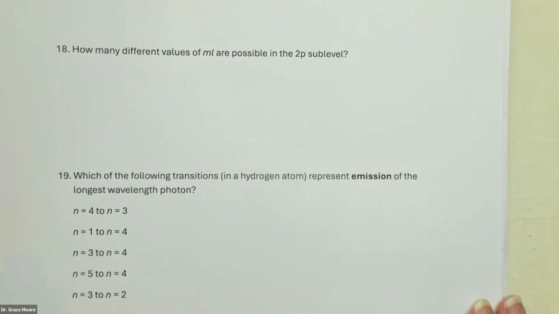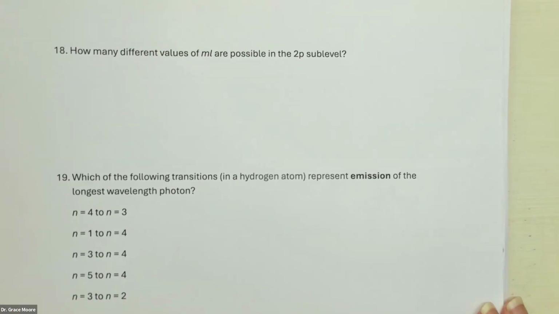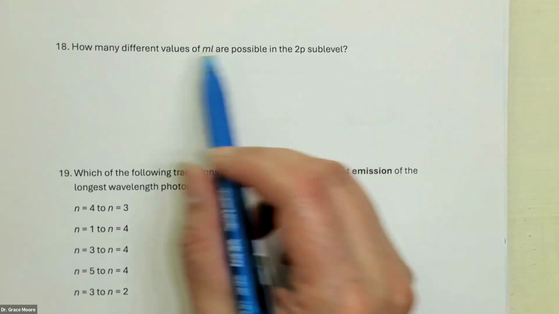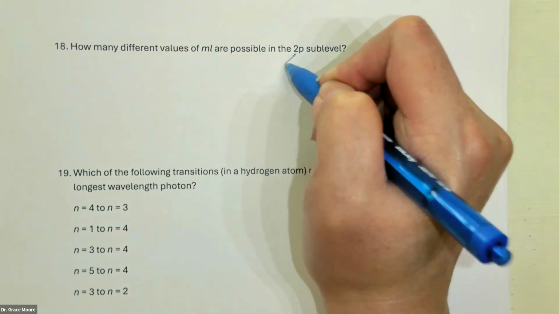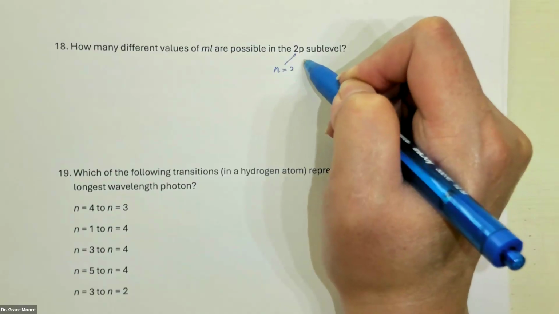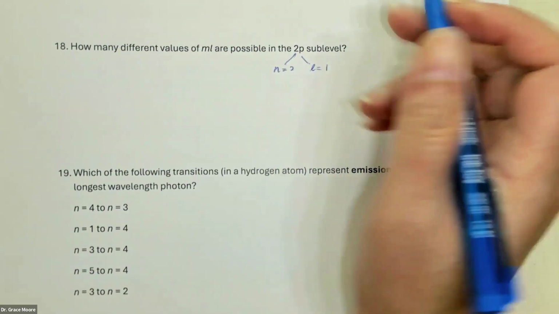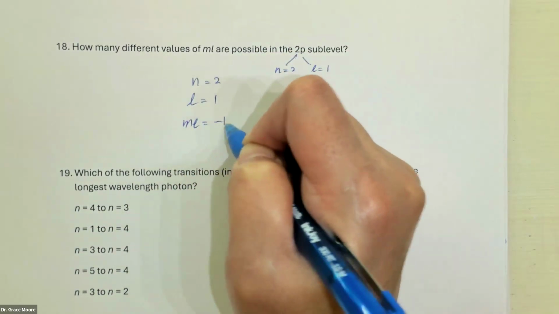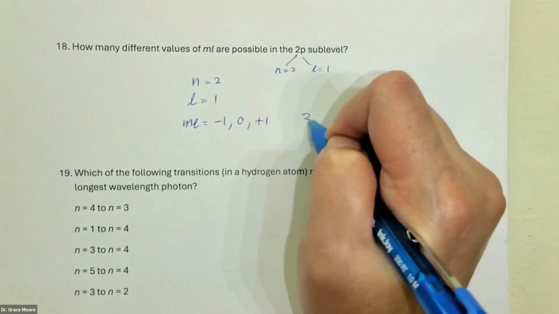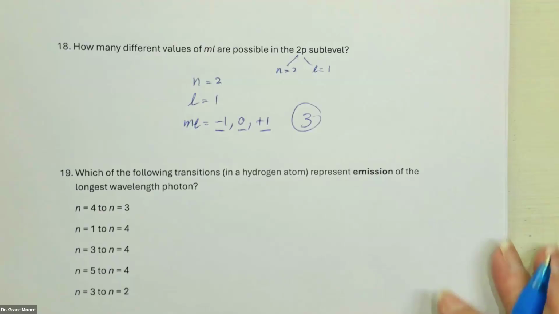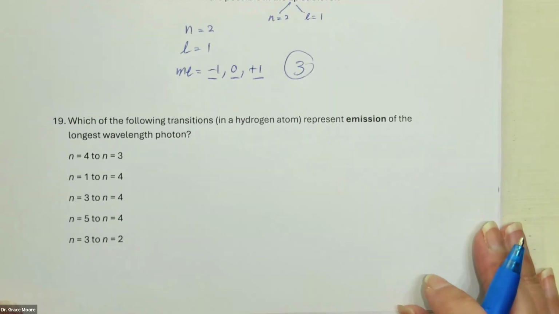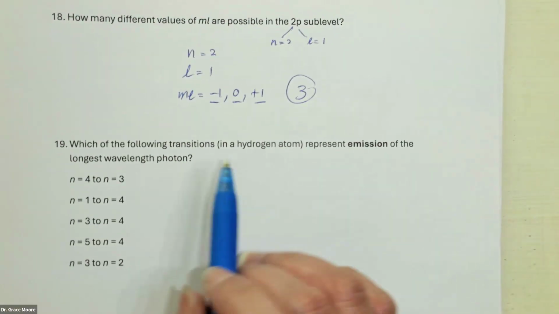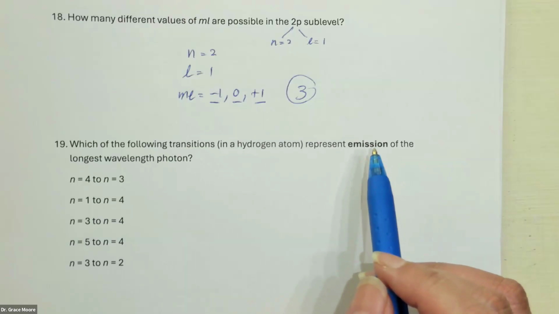We got 2 questions here about quantum numbers. It says here 2p. How many mL are possible? So what is 2? This is n is 2. P means l is 1. So if n is 2, l is 1, what are my mL options? -1, 0, +1. So there's 3 different values. And that's why there's 3 types of 2p orbitals: 2px, 2py, 2pz.